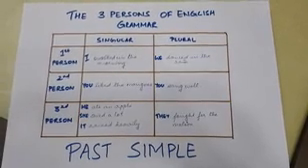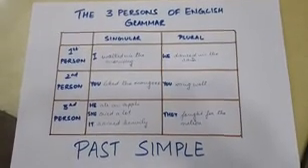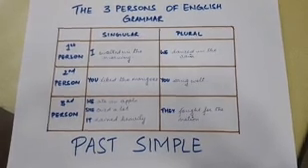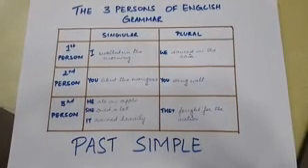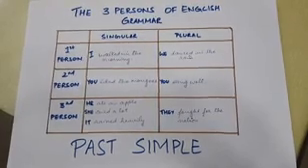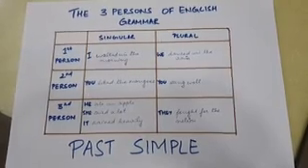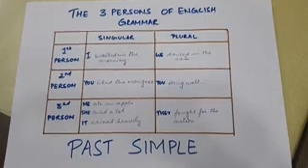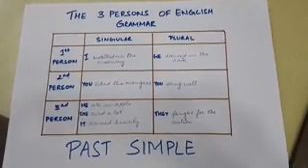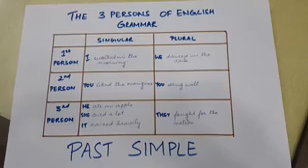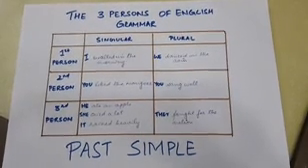Let's look at the three persons of English grammar and find out how the past tense is used here. In the first person singular, I walked in the morning. With the first person plural, we danced in the rain. Second person singular, you liked the mangoes. Second person plural, you sang well. Third person singular, he ate an apple, she cried a lot, it rained heavily. And third person plural, they fought for the nation.